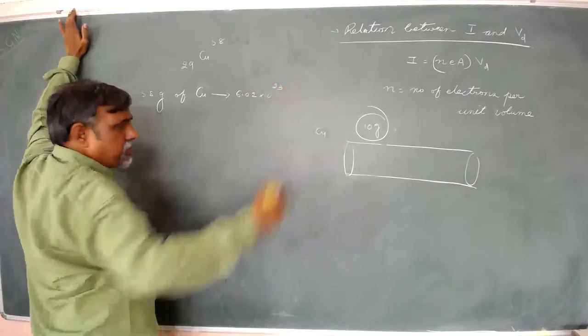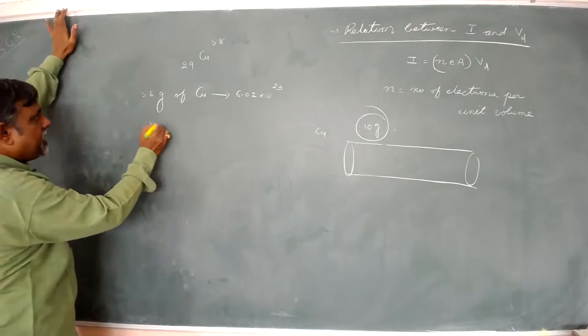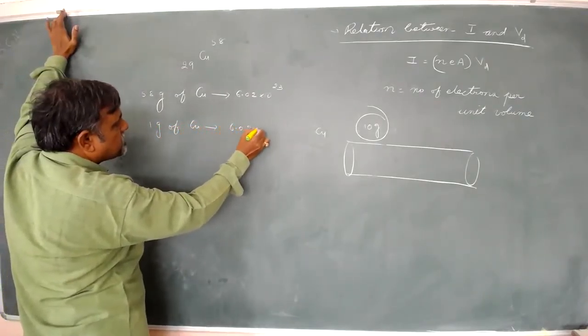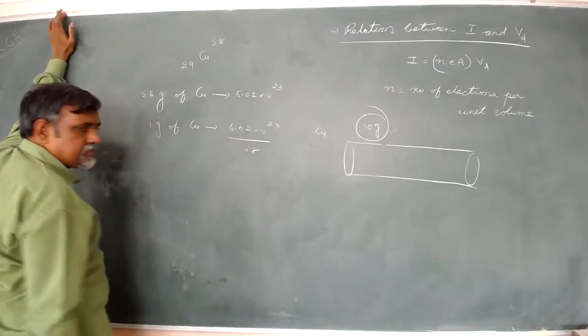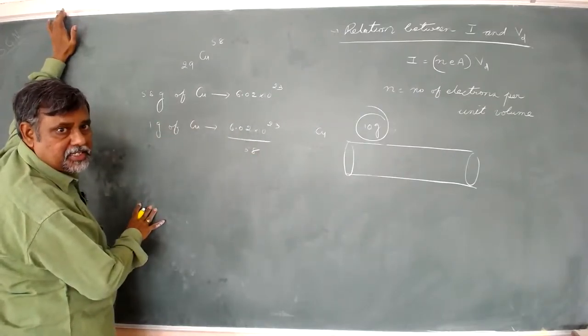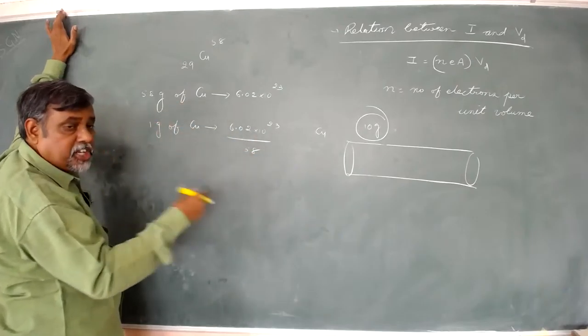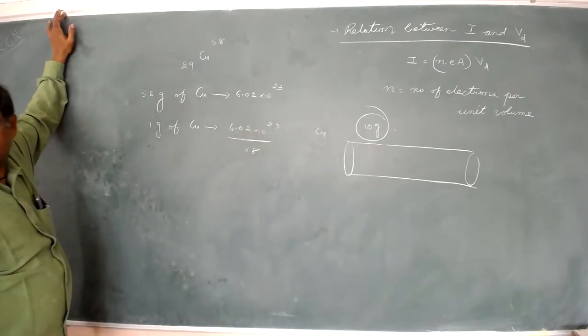6.023 × 10²³ particles, by Avogadro's hypothesis. Then 1 gram of copper contains how many? 6.02 × 10²³ divided by 58. 1 gram contains this many particles. Particles means molecules, otherwise atoms. From each atom, one electron is coming out, so this many electrons are there.